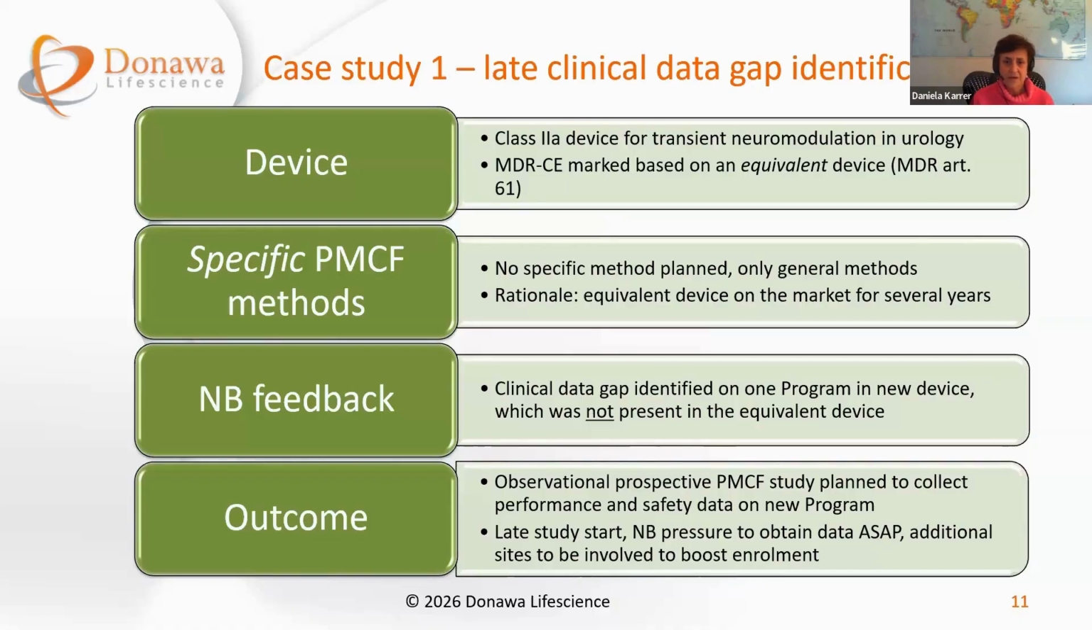So what was the outcome? The PMCF plan had to be entirely changed. How? There was a prospective clinical study planned to collect data on the safety and performance of the new program, with all the consequences listed here: more cost, late study start, etc. Need to add additional sites while the study was already running because enrollment was very slow, etc.